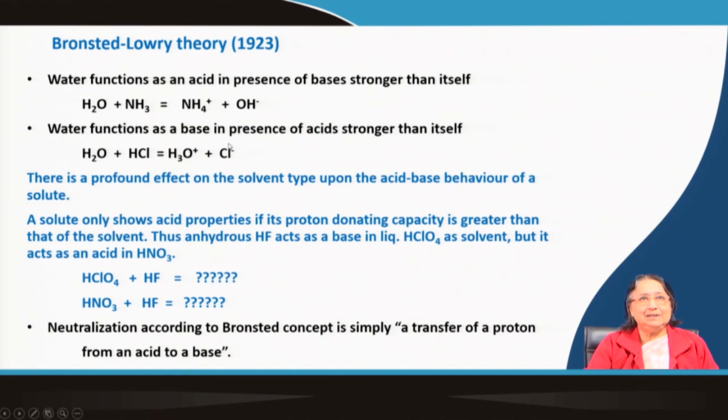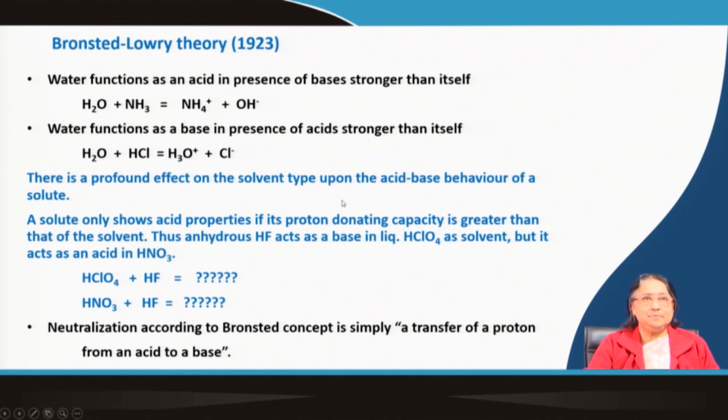In this reaction you can see that HCl is a stronger acid than water, that is why. So, everything is relative. You have to think who is the better acid and who is the better base, and only then can you decide who will act as an acid and who will act as a base. There is a profound effect which tells us that the solvent has an enormous effect in deciding which will be an acid and which will be a base.